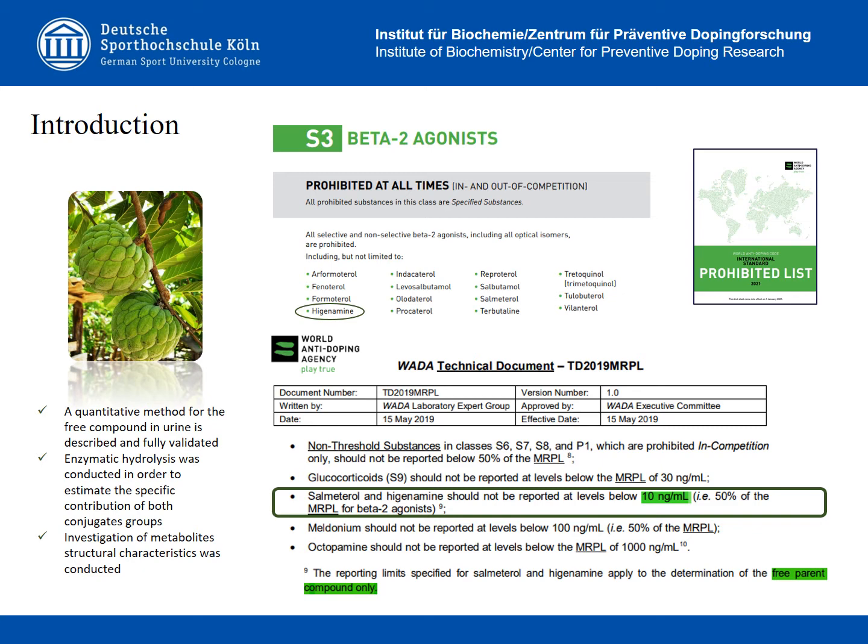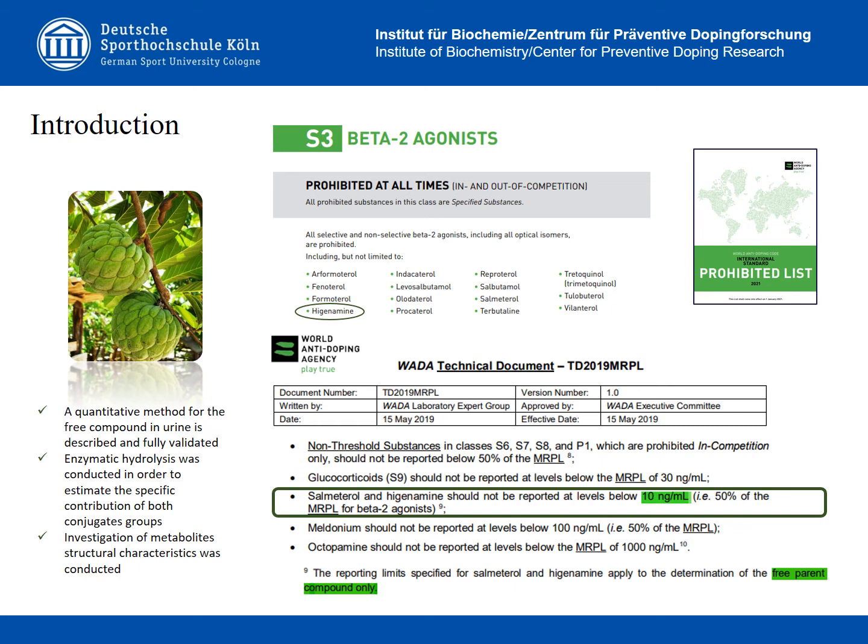The herein pilot project was developed in three main steps. First one, the description and full validation of a quantitative method for free Higenamine in urine, which will enable us, in further steps of this project, to investigate whether the ingestion of tropical fruit plants of the Annona family can lead to Higenamine adverse analytical findings.